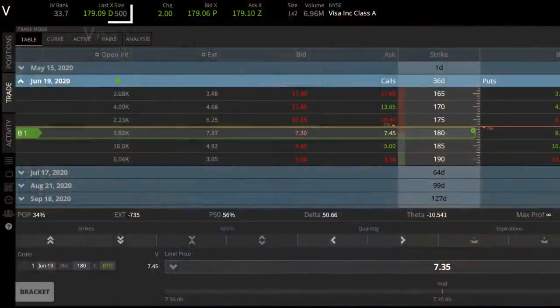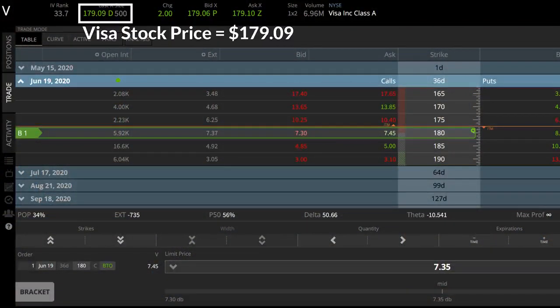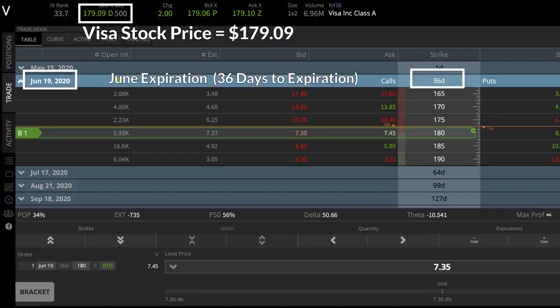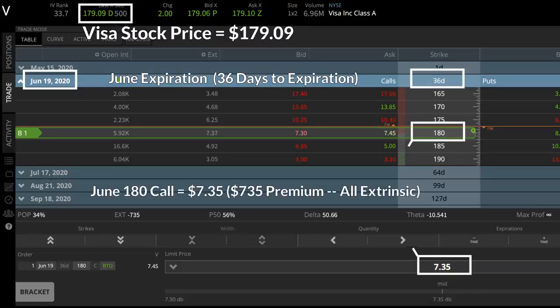The first stock that we are going to look at is Visa with the ticker symbol V. And as of this image, Visa shares were trading around $179. So let's go to the June expiration cycle in Visa's options. In the June expiration cycle, which had 36 days until expiration, the 180 call option, or the call option with a strike price of 180, was trading for $7.35. Now keep in mind, since the call option strike price is above the current stock price, we are looking at an out of the money call. And that means this $7.35 price we are seeing is 100% extrinsic value or time value.